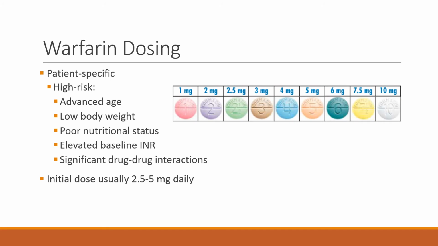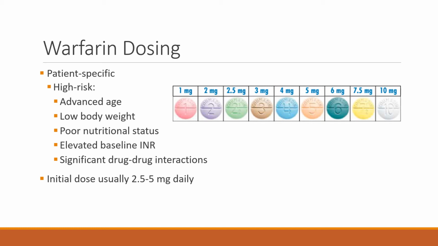So warfarin dosing is very patient specific. Everybody metabolizes warfarin differently, but we do have patients that are at higher risk for needing a lot of dosing interventions. Patients that are a lot older, maybe at risk for falling, low body weight patients, poor nutritional status, and elevated baseline INR. So for example, patients maybe that have liver disease that already have an INR that's above 1, those would be a little bit more challenging to make sure that you're within range. And then we do have a lot of significant drug-drug interactions, which we'll talk about with warfarin.